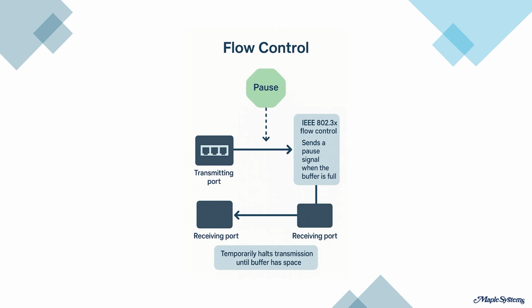Now, it's specifically called IEEE 802.3x flow control, and it's used in full duplex mode by sending a pause signal to the transmitting port when the receiving port's buffer becomes full. This temporarily halts transmission until the buffer has space again, and it allows data to be resent later.